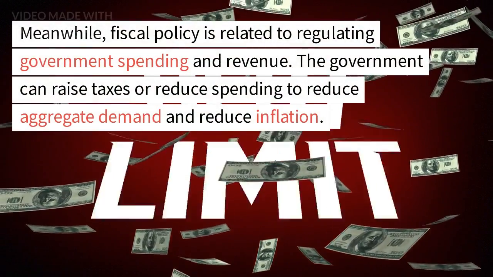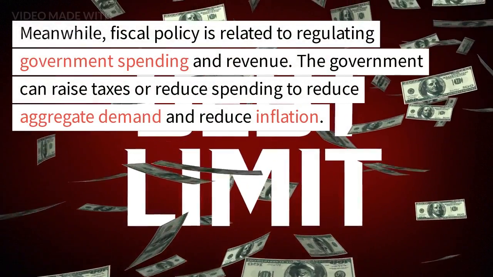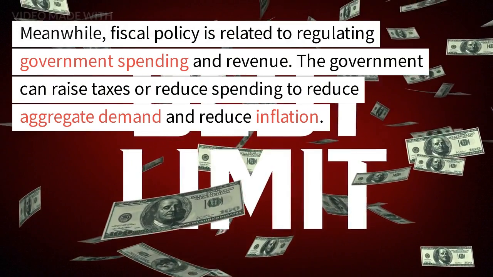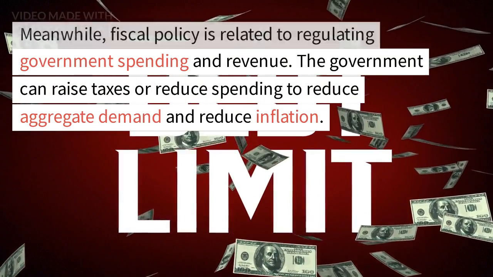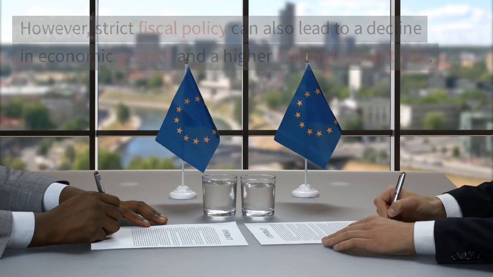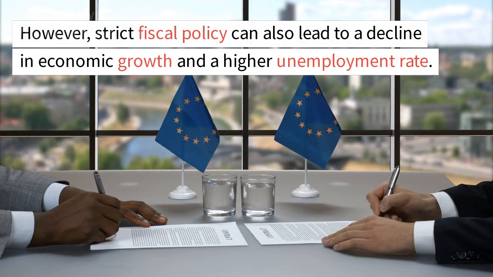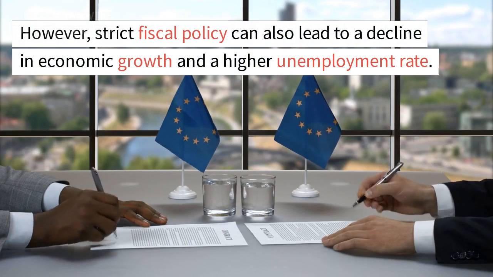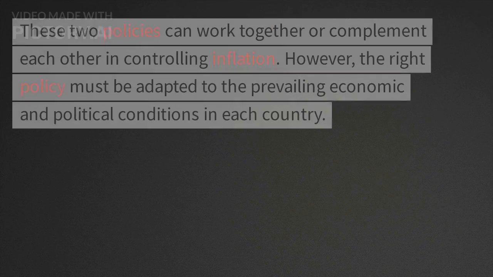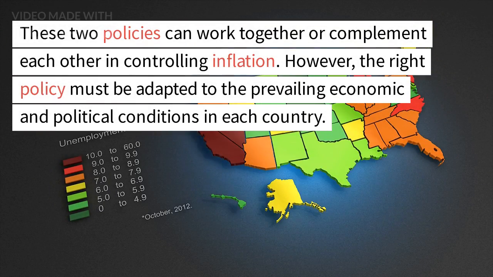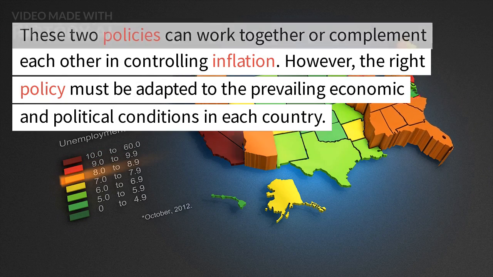Meanwhile, fiscal policy is related to regulating government spending and revenue. The government can raise taxes or reduce spending to reduce aggregate demand and reduce inflation. However, strict fiscal policy can also lead to a decline in economic growth and a higher unemployment rate. These two policies can work together or complement each other in controlling inflation. However, the right policy must be adapted to the prevailing economic and political conditions in each country.